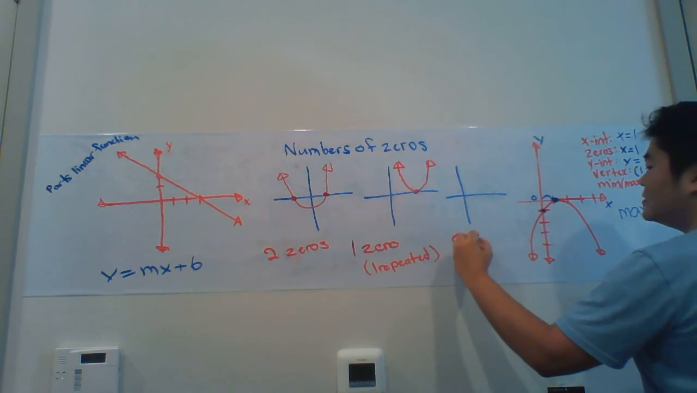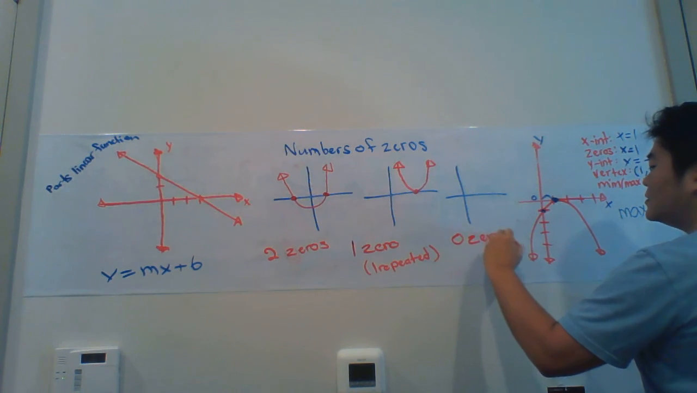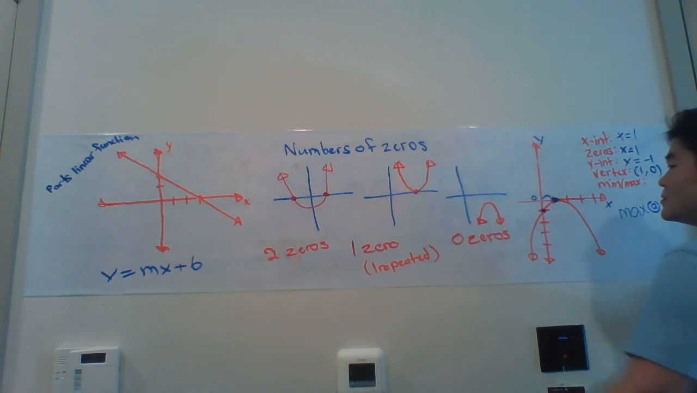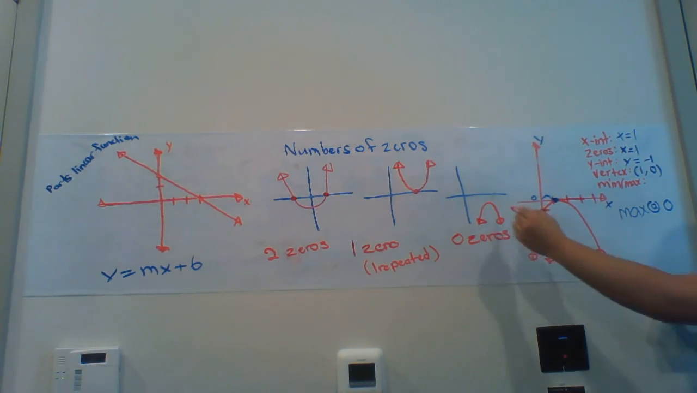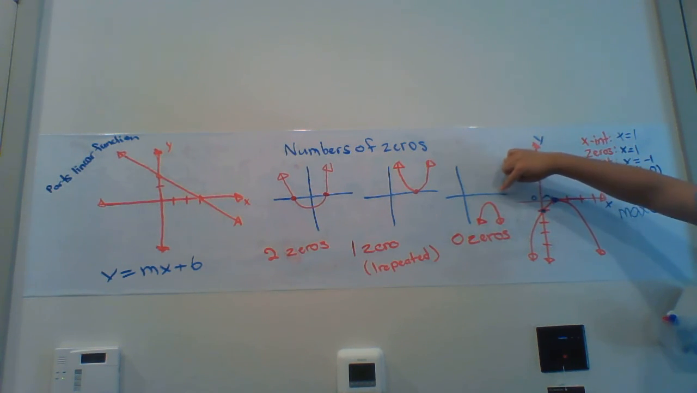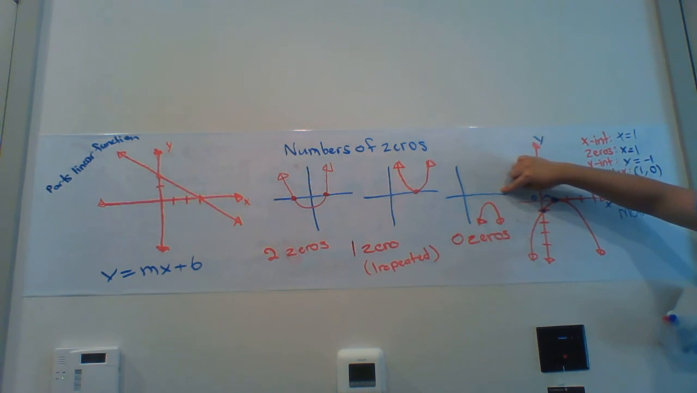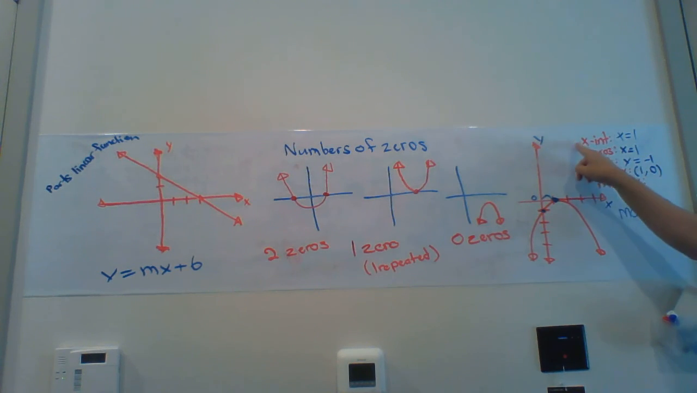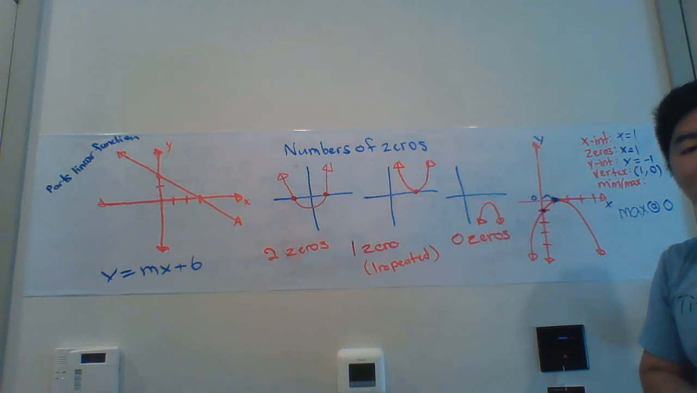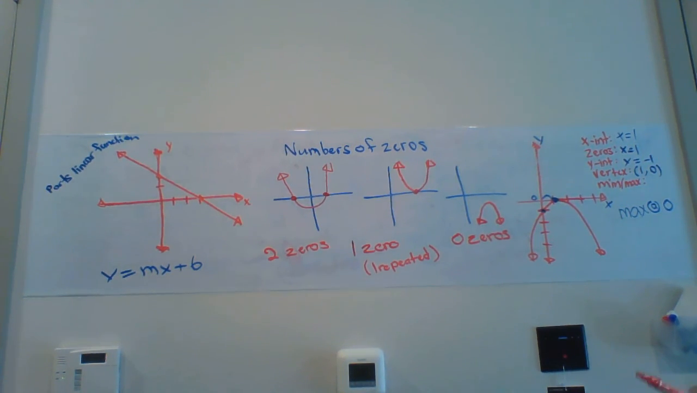And the last one is when you have 0 zeros, no zeros. You can have something like this. If you guys see, whoops, this one doesn't even touch the x-axis at all, right? So if it doesn't even touch the x-axis, then there's no x-intercept. Therefore, there are no zeros. And those are the only 3 real cases that we have for quadratic functions.